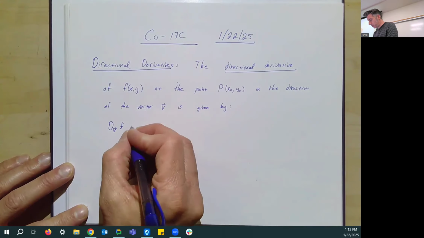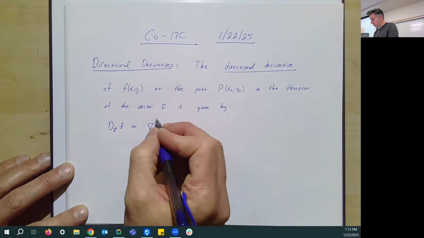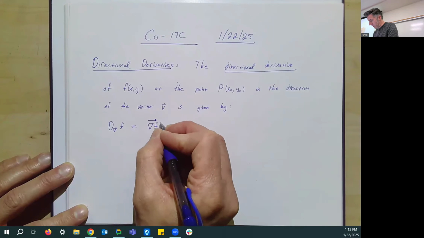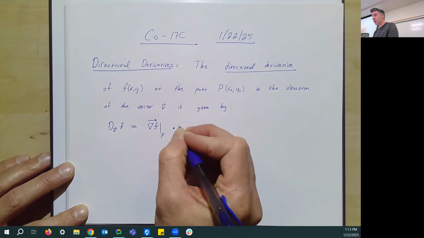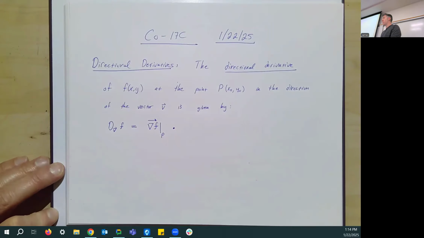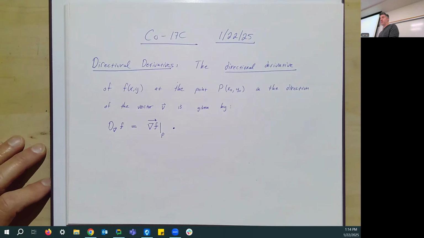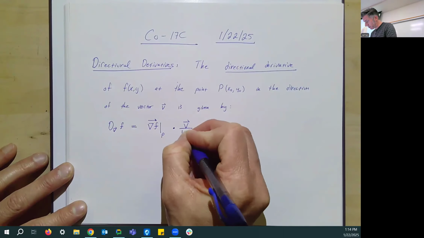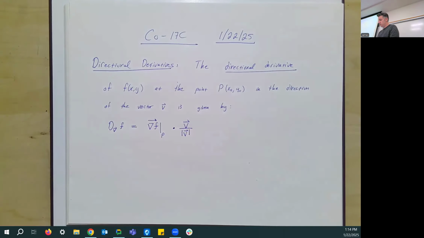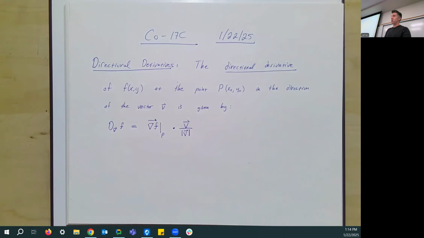and it's equal to the gradient of f, which is a vector, evaluated at the point P, dotted with the unit vector in the direction we want. So not the vector v itself, but the normalized vector v. V divided by its own magnitude. Most people will just say it's the gradient dotted with u and then say that u is the vector v divided by its own magnitude.